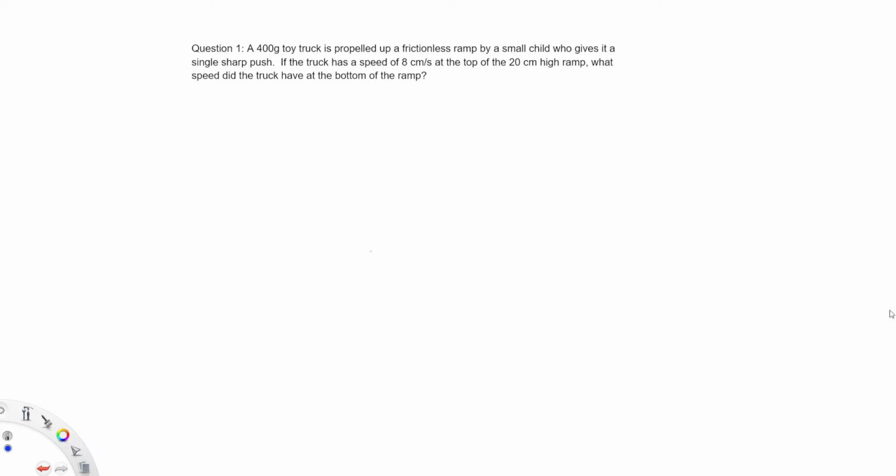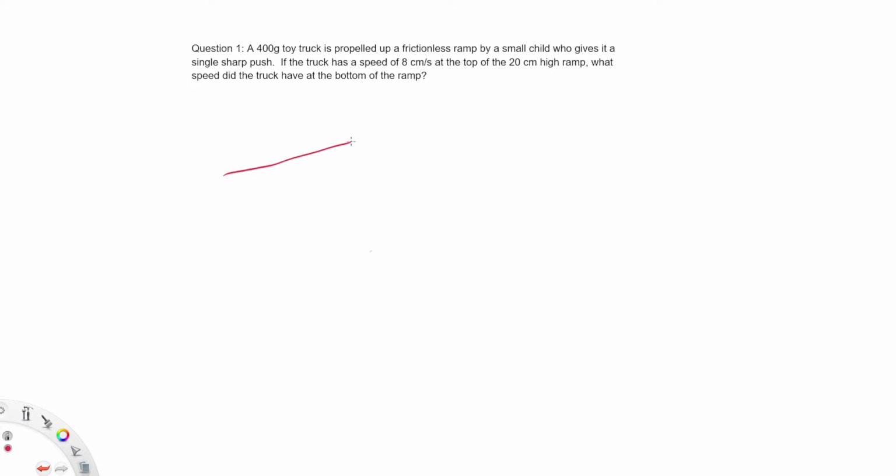All right. Let's go over the exam questions. Question 1 is an energy conservation question. Cars are among the things that I really can't draw, so I'm just going to make it a box.